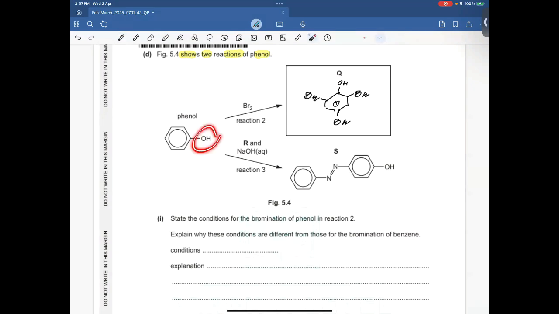Because OH is an ortho-para directing group, it is an activating group. It increases the electronic density on both ortho and para positions. So multiple substitution takes place with aqueous bromine.